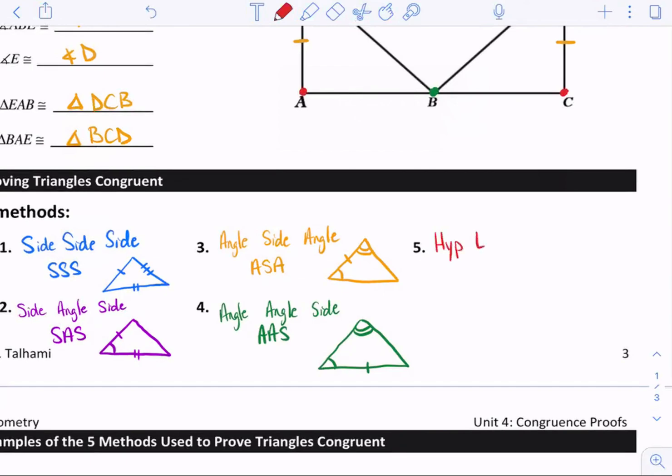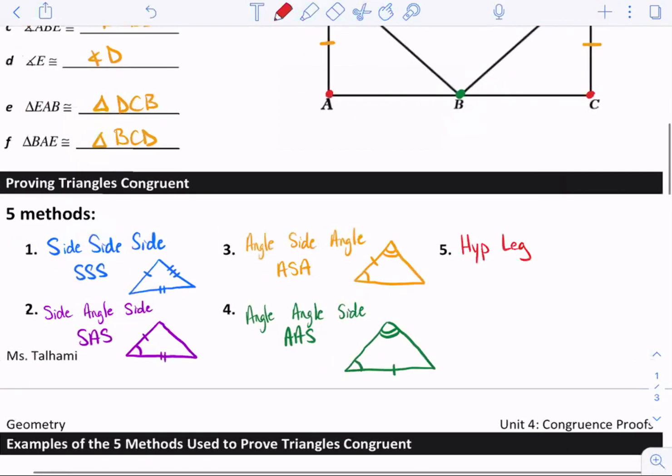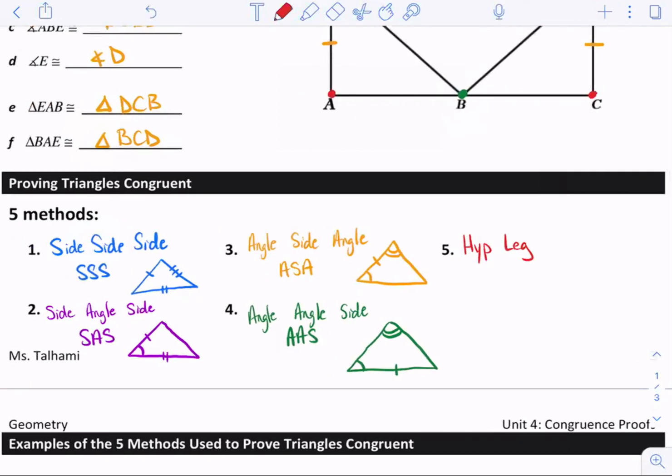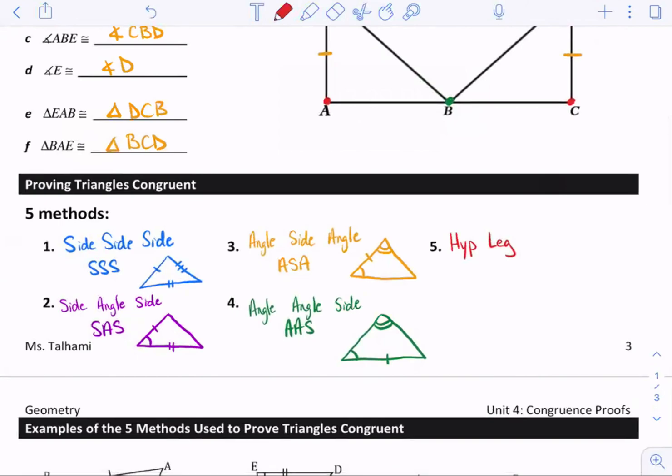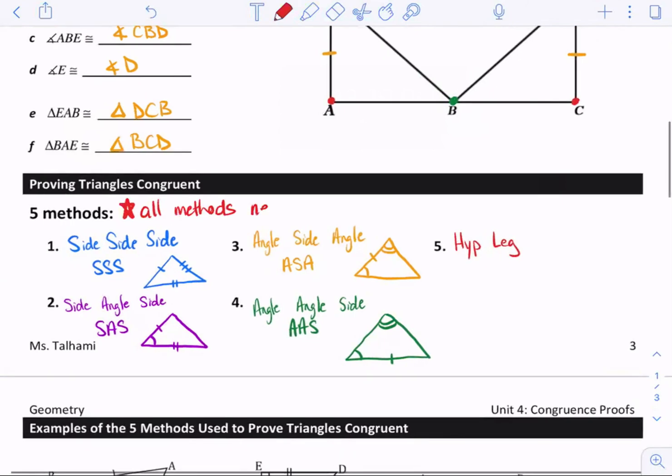is called hypotenuse leg. Now notice, every other method had 3 words. This last one only has 2. Now I'm going to make a big note here. All methods need 3 congruent parts. Now you're going to tell me, Ms. Talhami, number 5 only has 2 words.